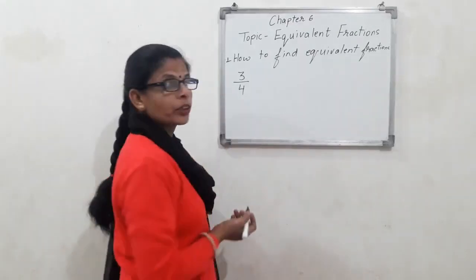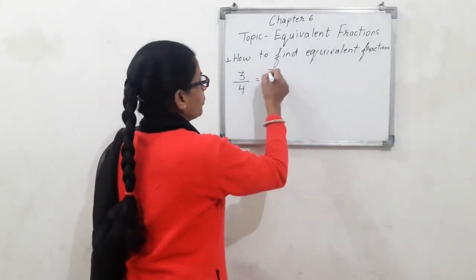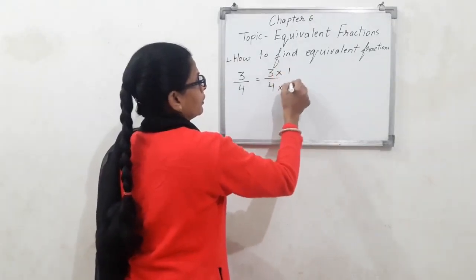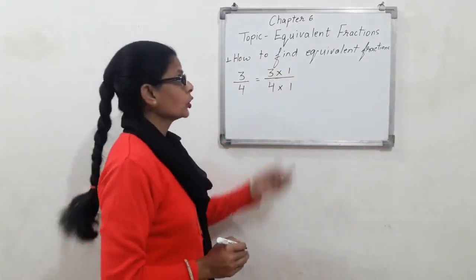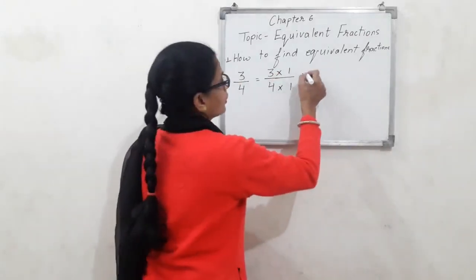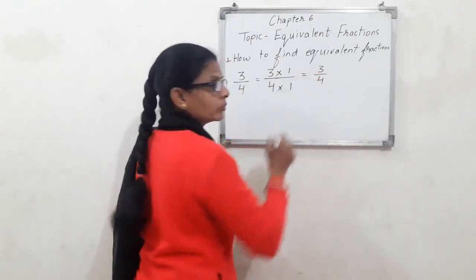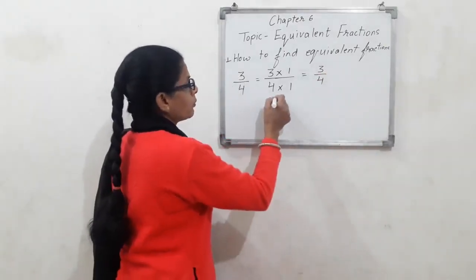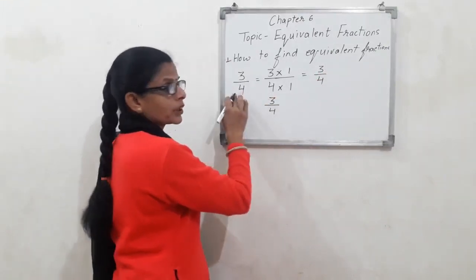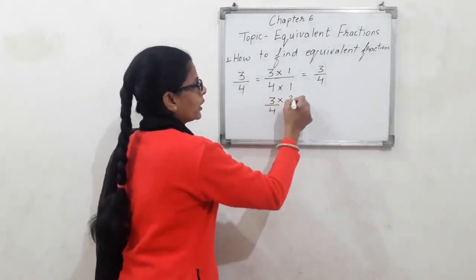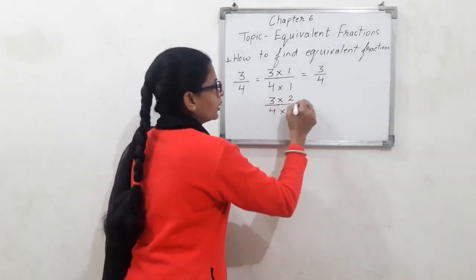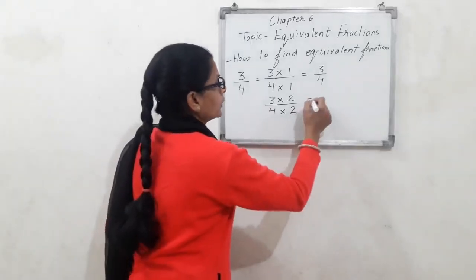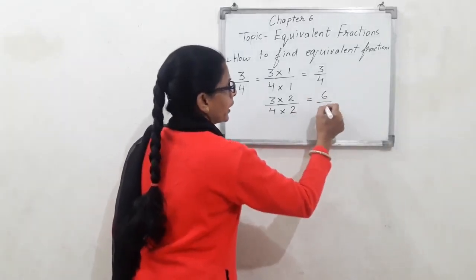So, we'll multiply 3 upon 4 first by 1, both the numbers by 1. So, what will be the first equivalent fraction? 3 upon 4. This is the first equivalent fraction. Then, we have to multiply the numerator and the denominator both by the same number. We have to multiply by 2. Now 3 2s are 6 and 4 2s are 8.